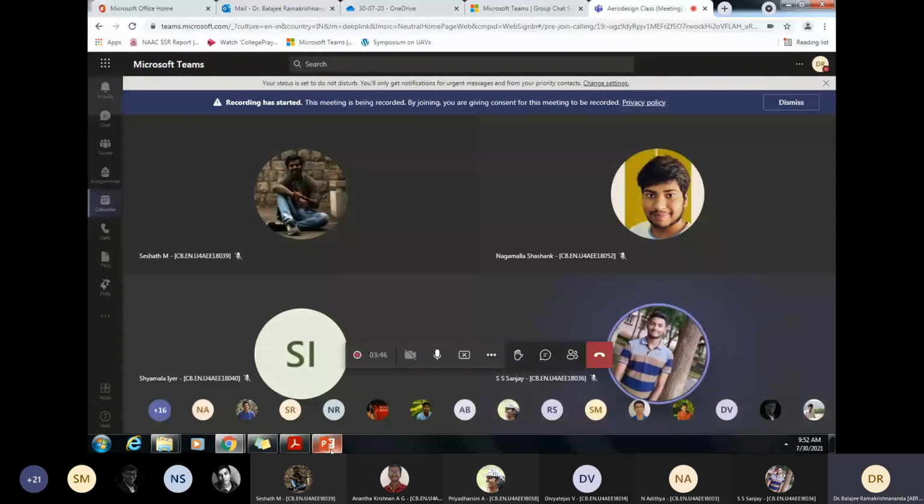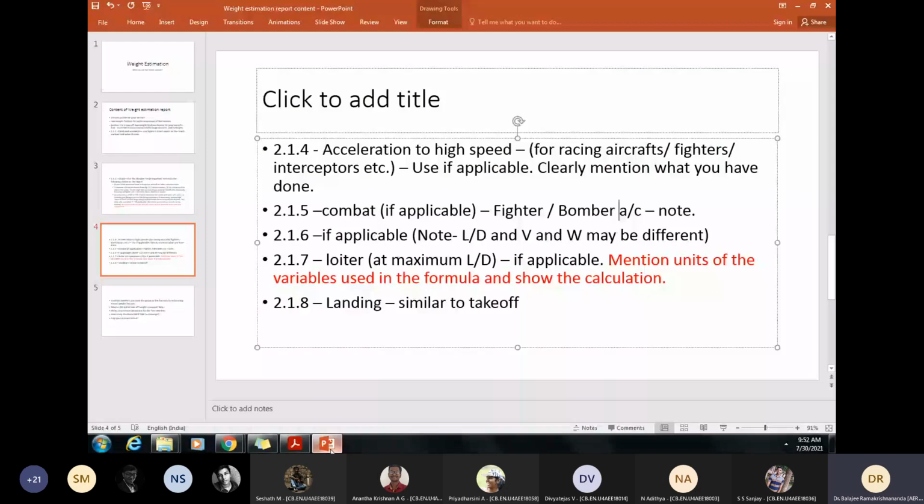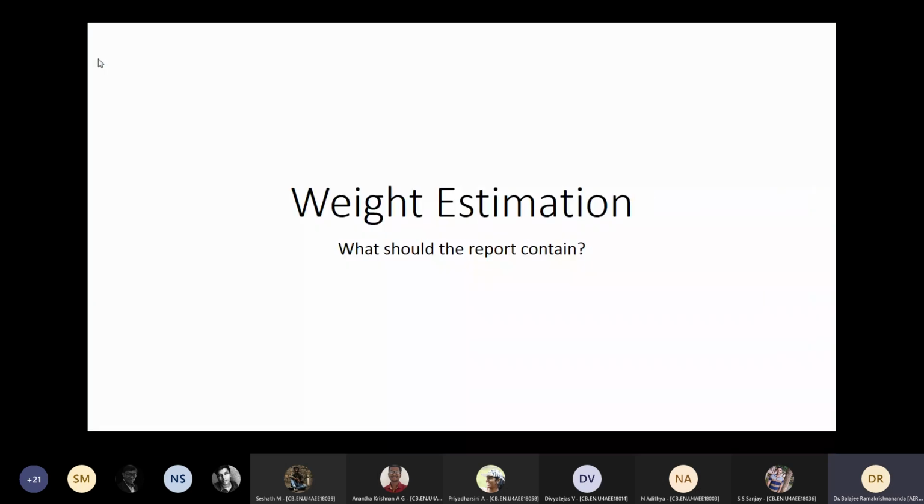Just to give you an idea of what the first time you're writing the report, so you may be at a loss, what should a report contain and things like that. You can present in any form you want. I'm not talking here about the presentation, but about the report.